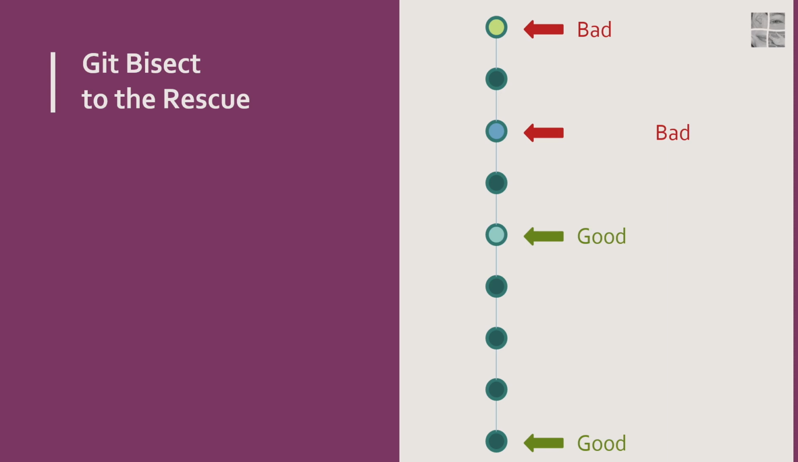So in this case, it's a bad commit. So then Git again goes into the middle. Is it a good or a bad commit? In this case, it's a good commit. So now we know exactly the commit which introduced the bug to the system.